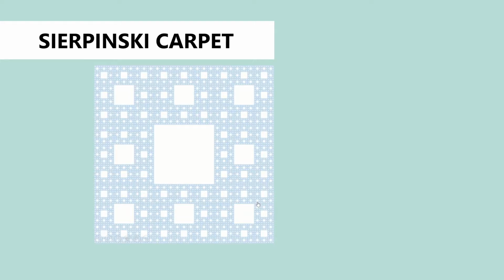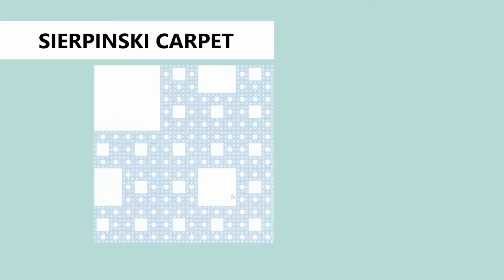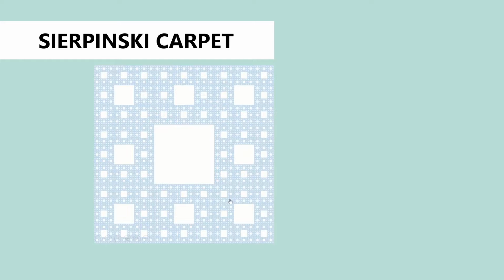Here, we have an example of a fractal called the Sierpinski carpet. As you can see on the clip, each time we zoom in, we see that each part of the fractal resembles the whole. This is a proof that this fractal is self-similar.